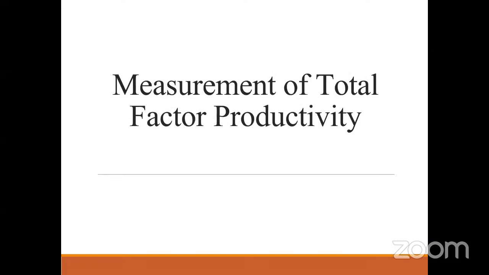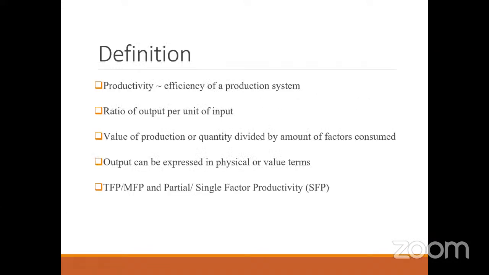Today I am covering the measurement approaches of TFP. Firstly, what is TFP? TFP is simply the ratio of output to the given inputs. In case of output, we can measure the output in physical as well as value terms. And inputs can be in physical quantity as well as in input prices. Any increase in TFP implies that more output can be produced with a given amount of resources.